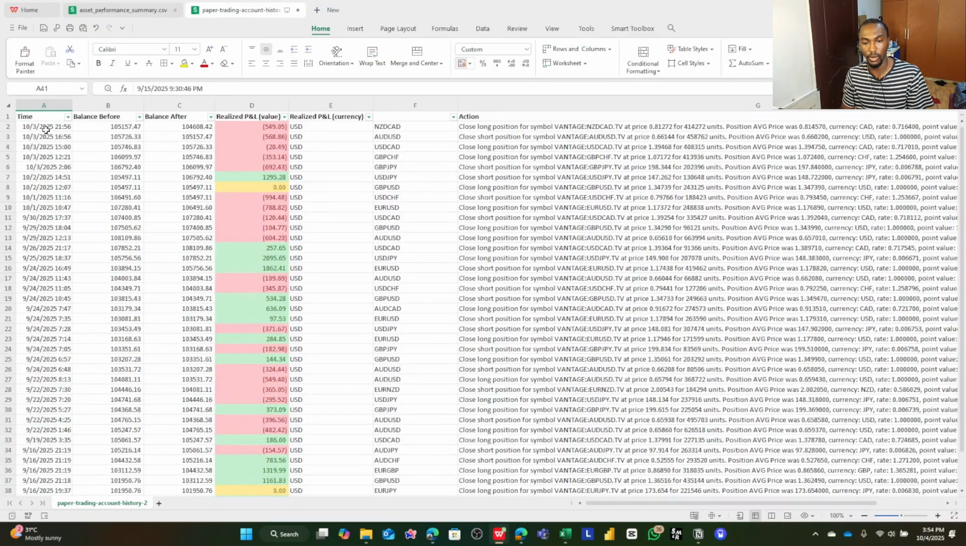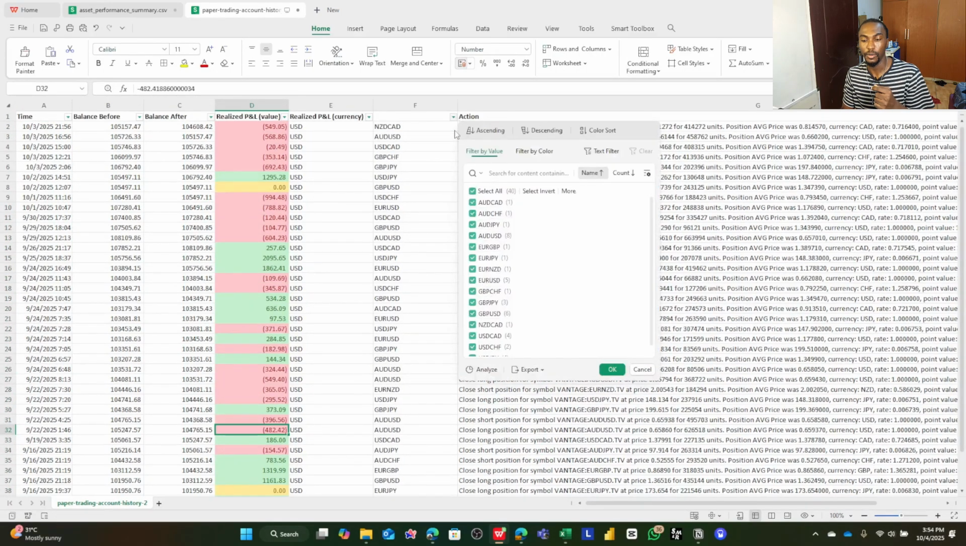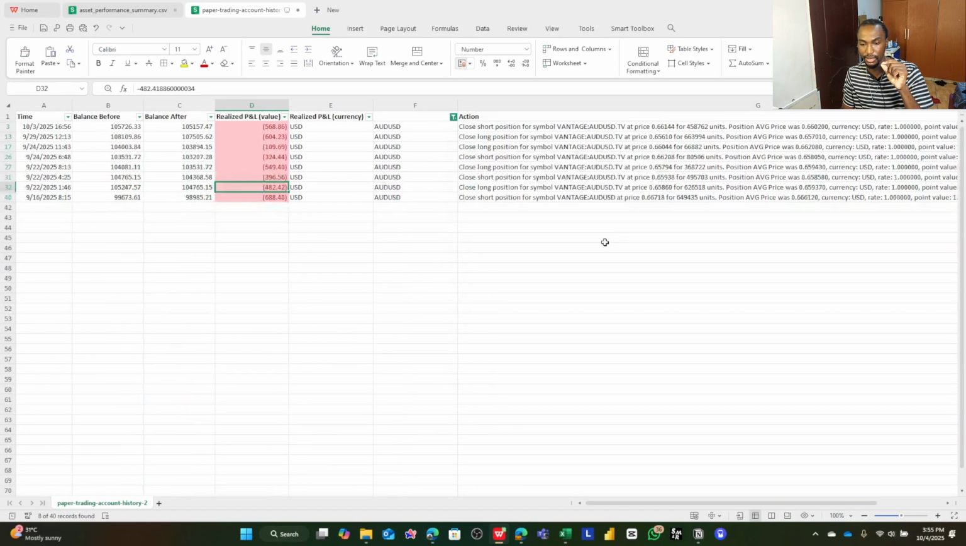And you can see it's a total of 40 trades. This was the one I took up yesterday. You can see here, count 40 trades. And if I filter out for the Australian dollar, US dollar, you can see every single trade I took here was a loss. Like back to back, every single thing I took was a loss.